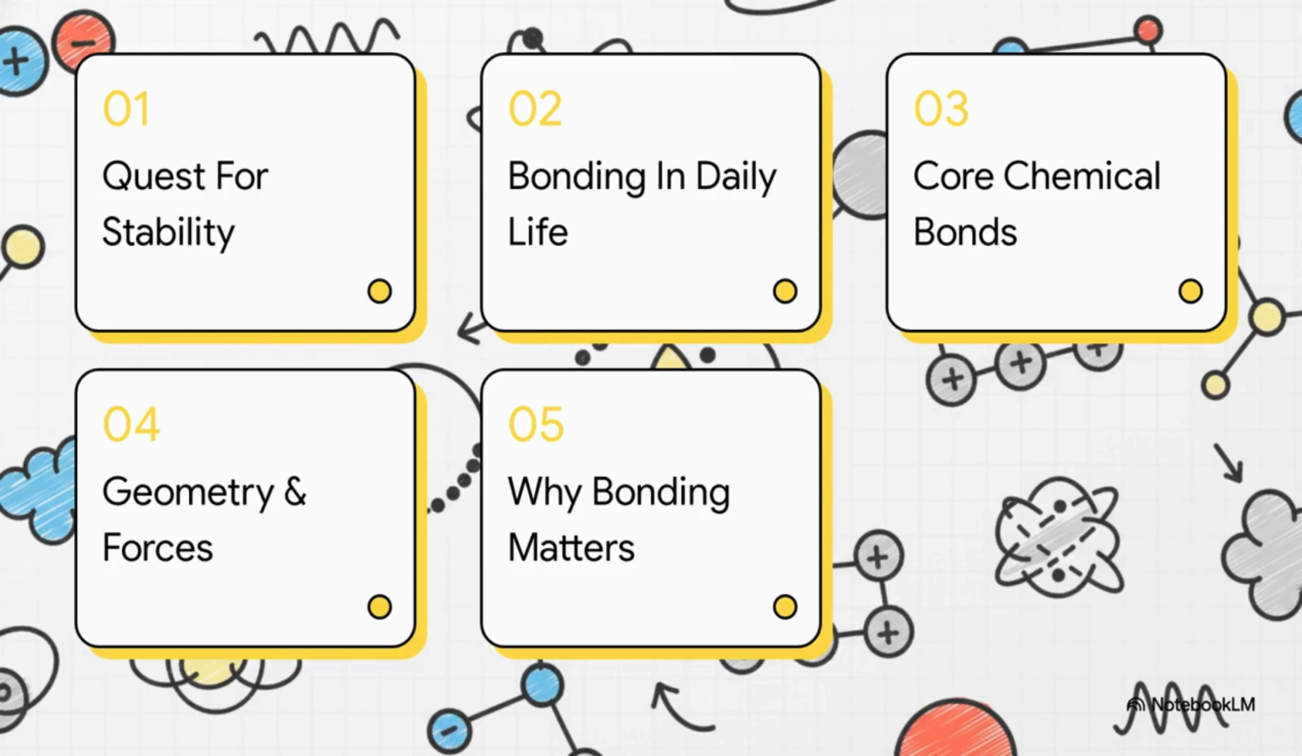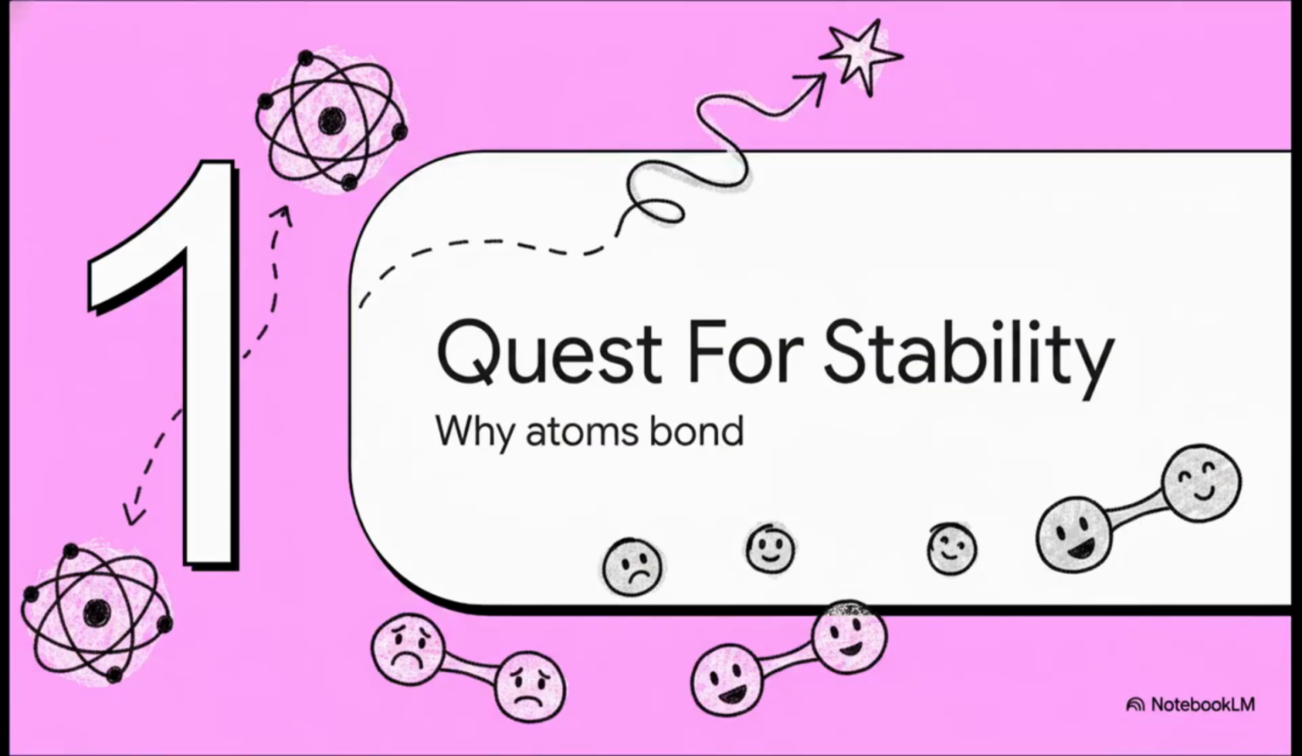We're going to hit 5 key areas: the quest for stability, bonding in daily life, the core chemical bonds, geometry and special forces, and finally, wrap up with exactly why chemical bonding matters. Let's kick things off with Section 1, the quest for stability.